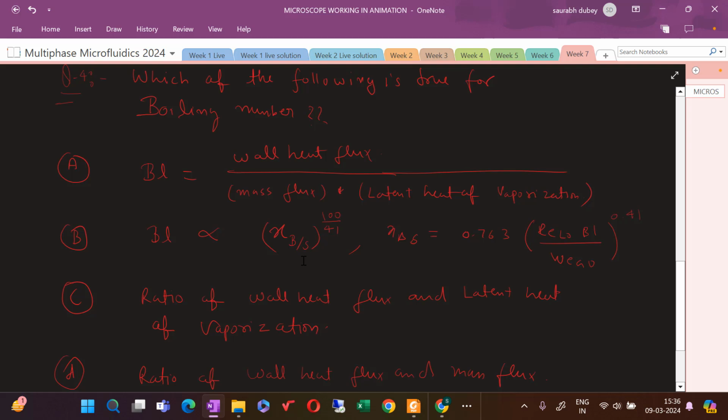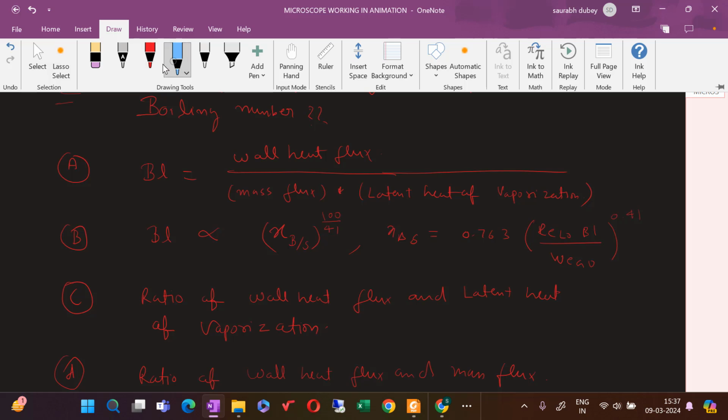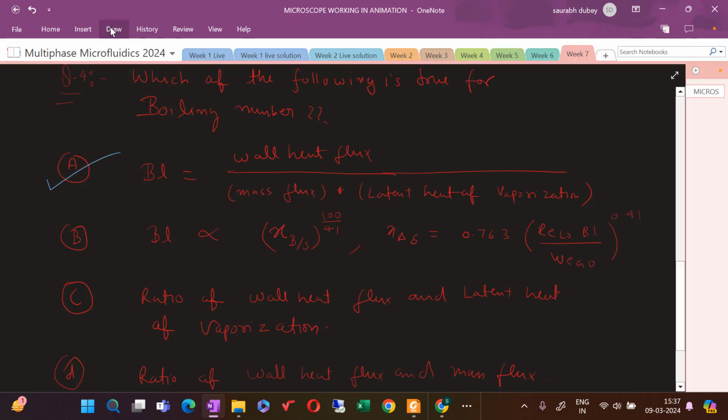The answer to this question is option A, that is nothing but the ratio of wall heat flux and the product of latent heat of vaporization and the mass flux. And option B is correct as per the discussion.